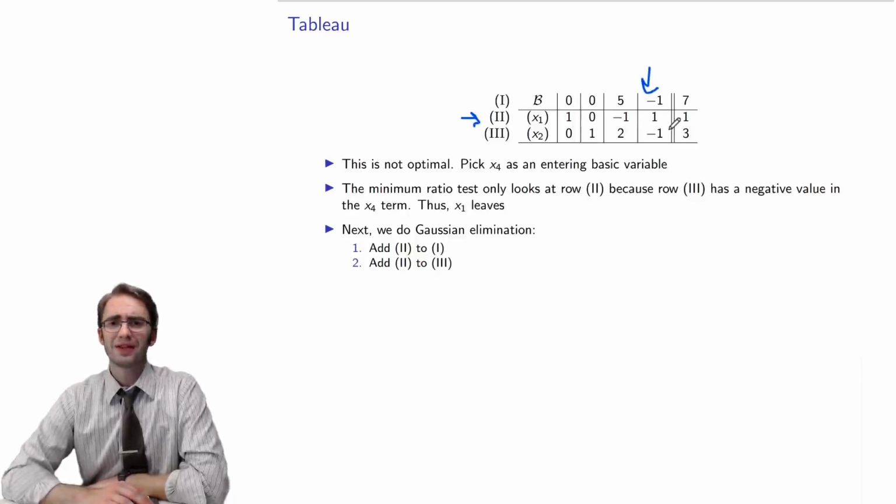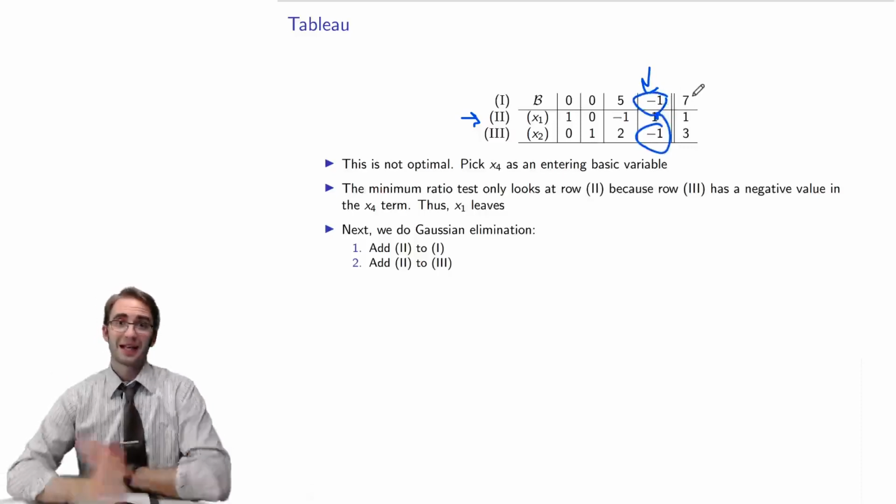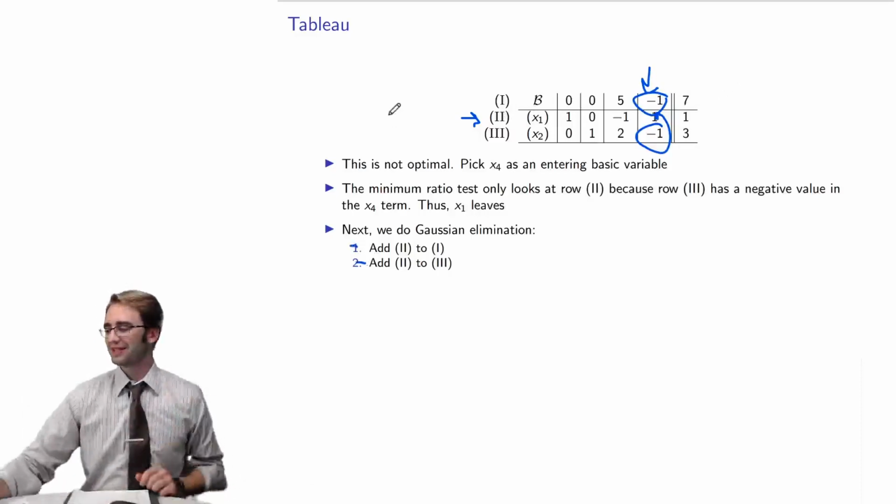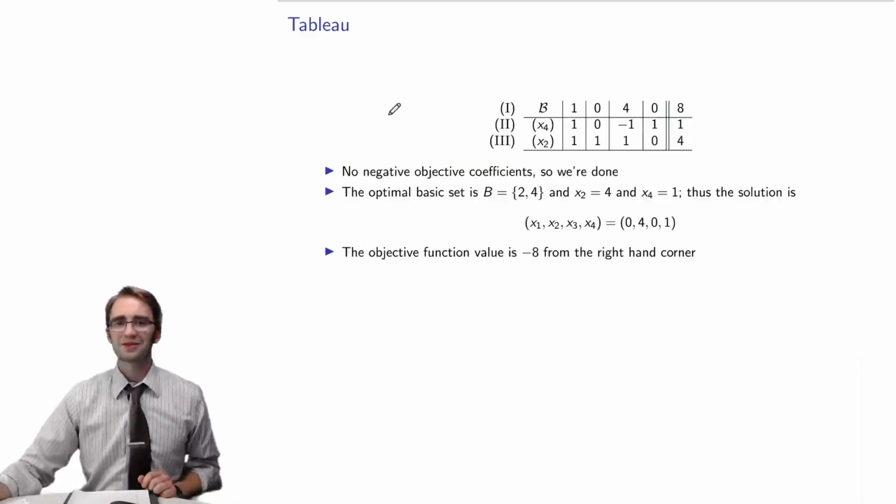And this one you'd be very happy about, because you got a 1 there and you want a 0 here and a 0 there. This is the kind of Gaussian elimination that makes you really excited, because all you have to do is add that second row to the first row and the third. So you have the wind at your back, so to speak. So you do that.